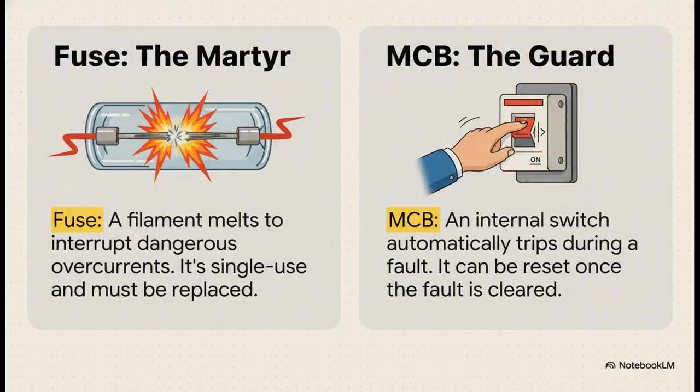The classic showdown, the old guard versus the new. Think of a fuse as a noble martyr. Its tiny internal filament melts and literally makes the ultimate sacrifice to save the circuit. It's effective, for sure, but it's a one-and-done deal. The MCB, on the other hand, is more like a vigilant guard. It uses an internal switch to trip the circuit, and the best part is, it can be easily reset once you've cleared the fault. No replacement needed, just a quick flick of a switch.